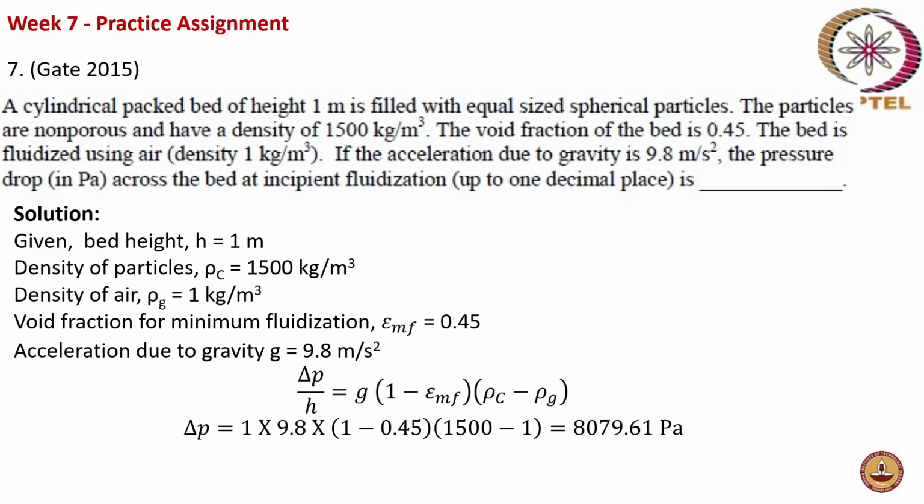We have to just plug in everything into the equation. What I have done here, I have just brought the height to this side. So delta P is equal to H into g into 1 minus epsilon at minimum fluidization into rho C minus rho G. So 1 into 9.8 into 1 minus 0.45 into 1500 minus 1, that gives around 8079.61 pascals. This is the pressure drop for maintaining a minimum fluidization in the bed.